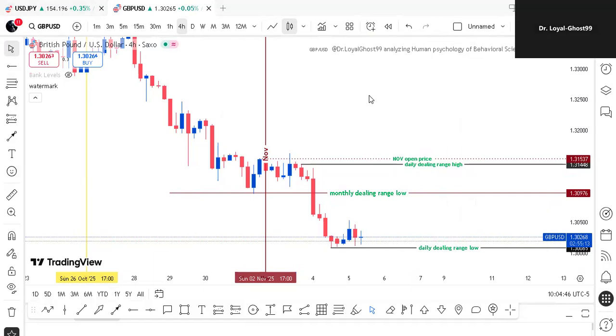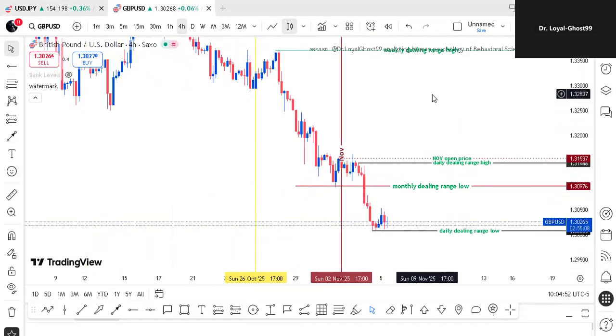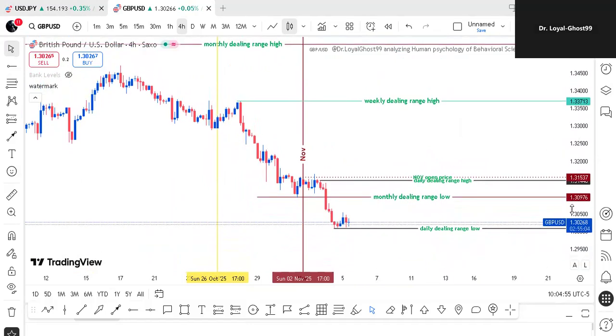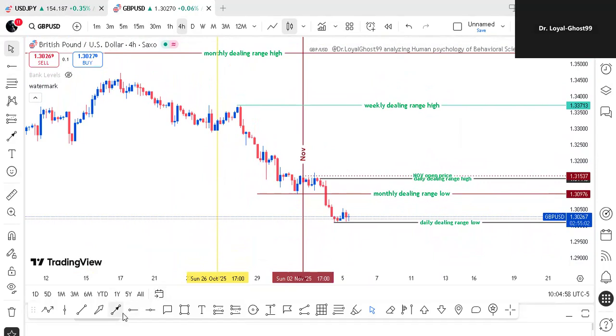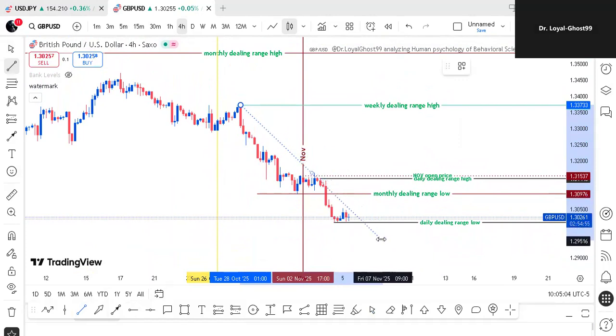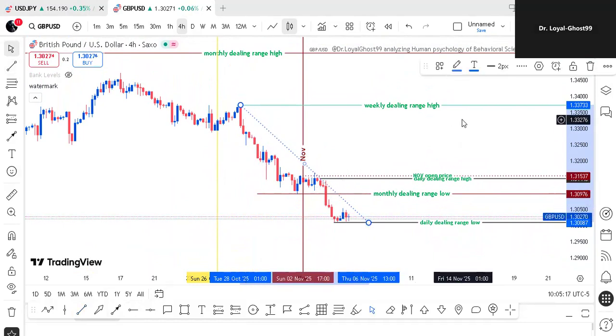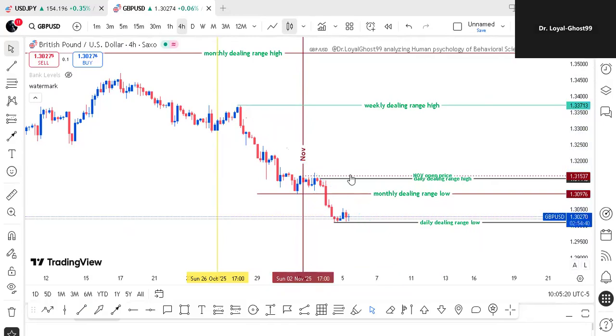So after marking also my daily dealing range, the big picture I know is that we are bearish. You all see we are too bearish, meaning sellers are still dominating, meaning the US dollar is stronger than the pound, I guess. Like the momentum in the US dollar is too strong compared to the pound. That's why we are selling.